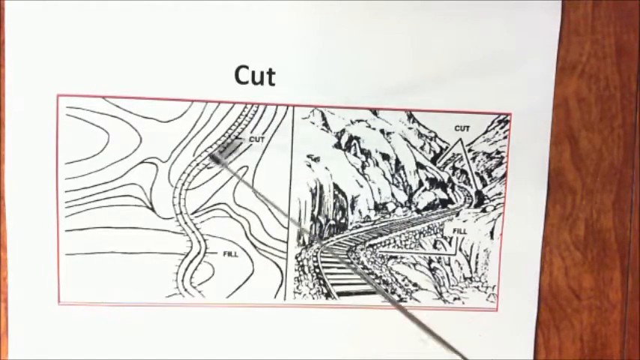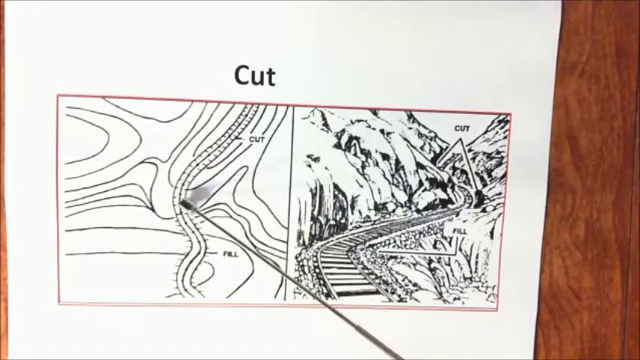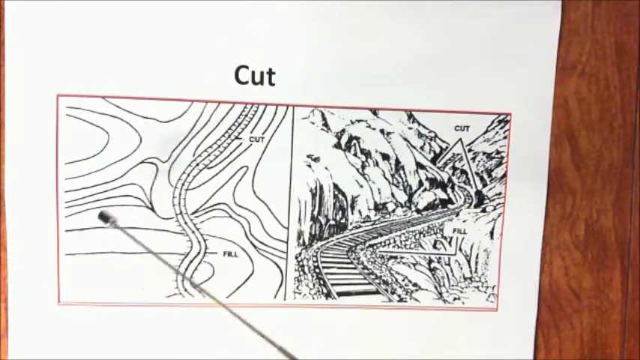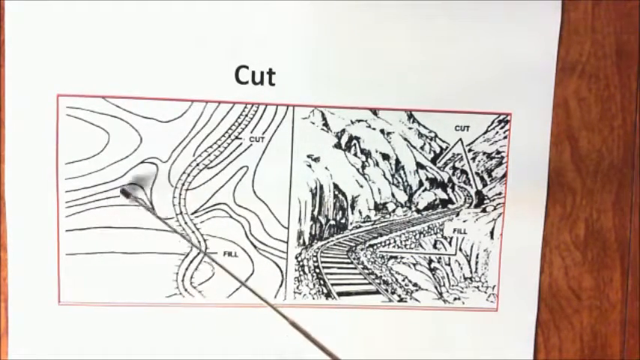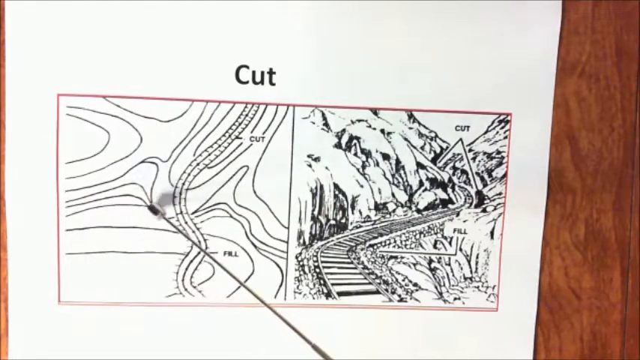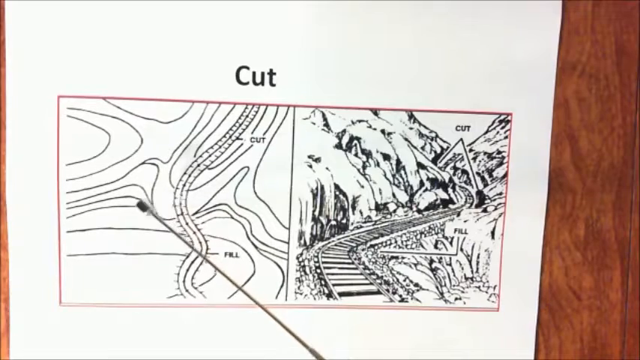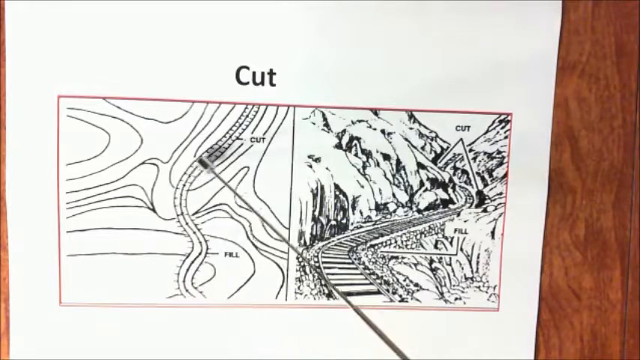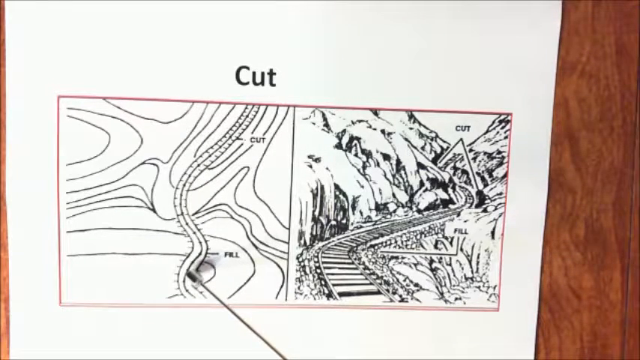That's your cut. But then down here in the area, so here's like a cliff. Some kind of cliff is going on here. You can see the contour lines meeting. Some kind of low ground. All of a sudden there's a drop off there. Well, they had to get the railroad through there. So instead of cutting, they had to fill.